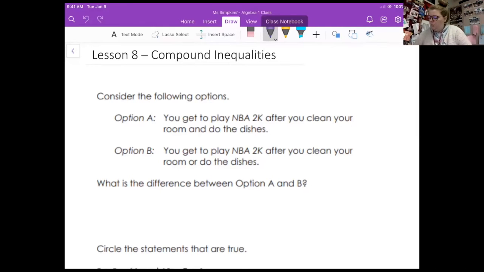Okay, so during that activity, you should have started to see compound inequalities. Those are inequalities where instead of one limitation, you have two limitations of some sort. So on the bell work, it talked about baking.